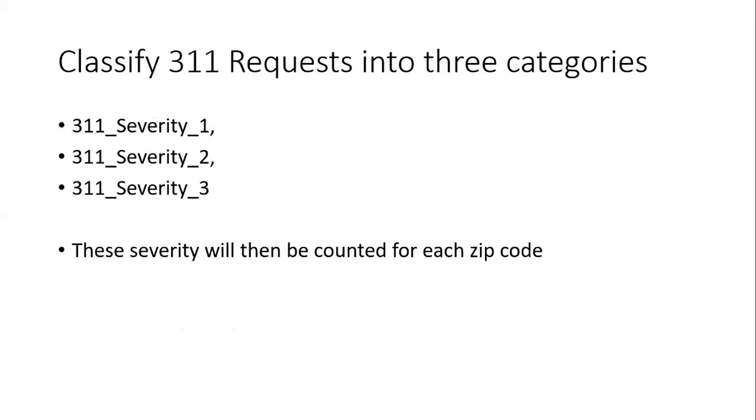This is the data set. We classify the requests into 3 categories, 311 severity 1, 2 and 3, and then we use that to count based on the zip code. As you may know, NYC's 5 boroughs have more than 400 zip codes, and even tens of buildings, where one building has its own zip code.